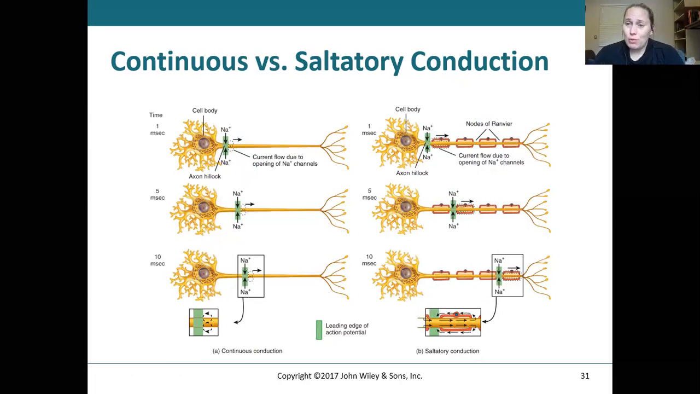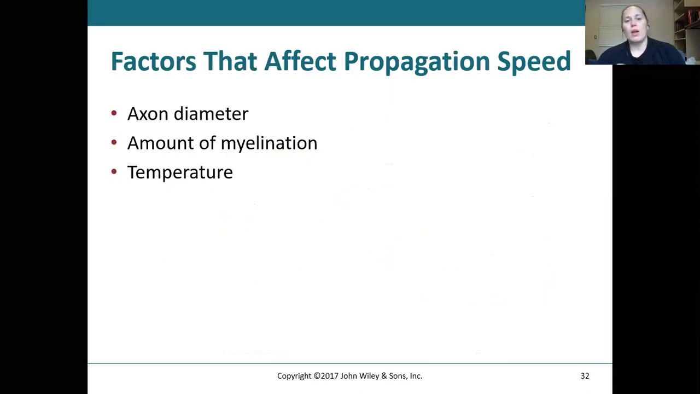Just an important takeaway from this slide: there are myelinated and unmyelinated axons. Myelination increases the speed of conductivity. Okay, so things that affect propagation speed. Factors that affect propagation speed are things like axon diameter, amount of myelination, and temperature.